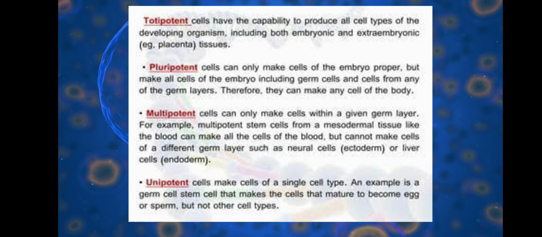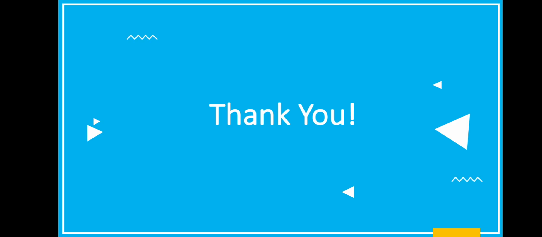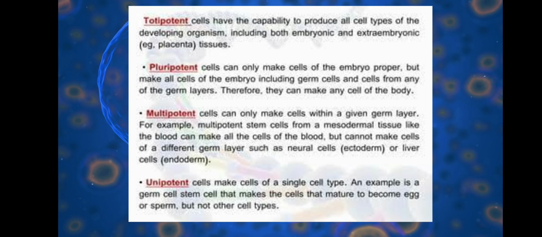Multipotent cells can only make cells within a given germ layer. For example, multipotent stem cells from a mesodermal tissue like the blood can make all the cells of the blood, but cannot make cells of a different germ layer such as neural cells or liver cells. Unipotent cells make cells of a single cell type. An example is a germ cell stem cell that makes the cells that mature to become egg or sperm, but not other cell types. So these are the basic functions of a stem cell: totipotency, pluripotency, multipotency, and unipotency.